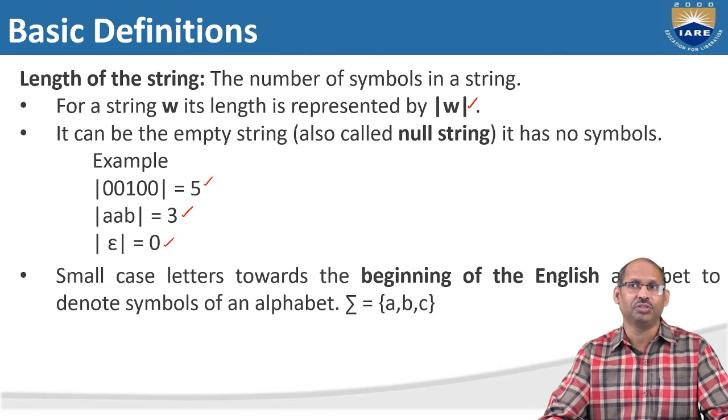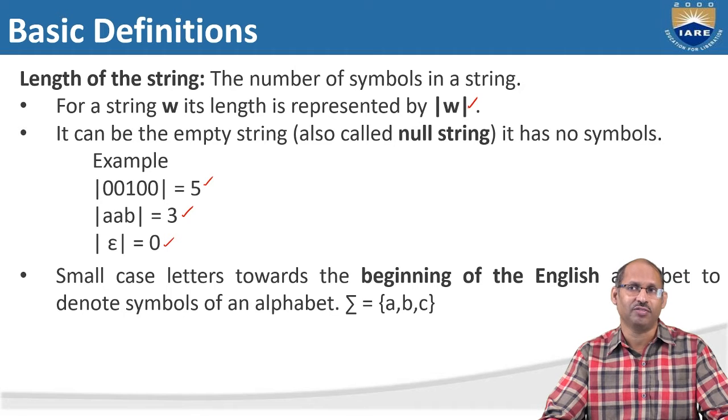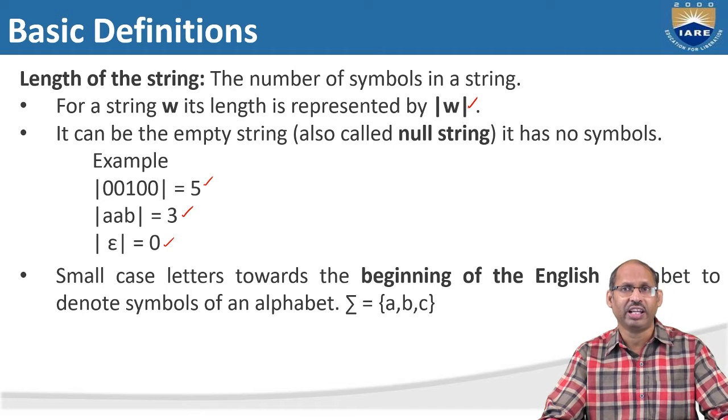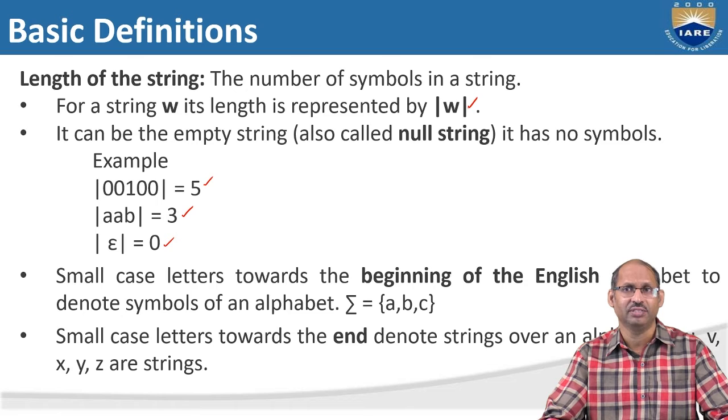We use small case letters from the beginning of the English alphabet to denote the symbols of an alphabet. So here we are considering a, b, c. Small case letters towards the end, u, v, w, x, y, z, denote strings. So we use small case letters from the beginning and the end of the English alphabet.